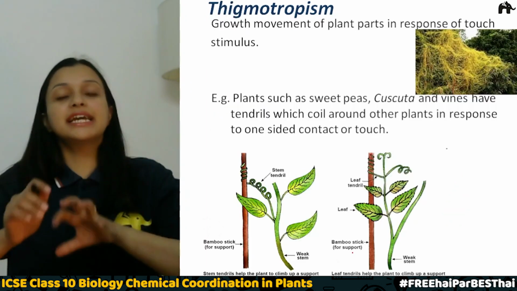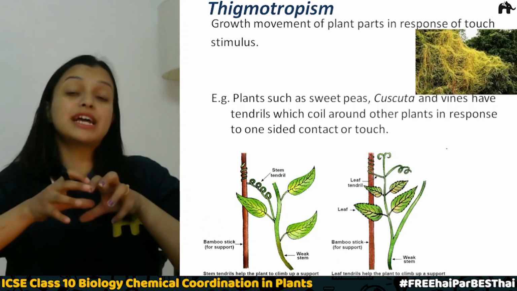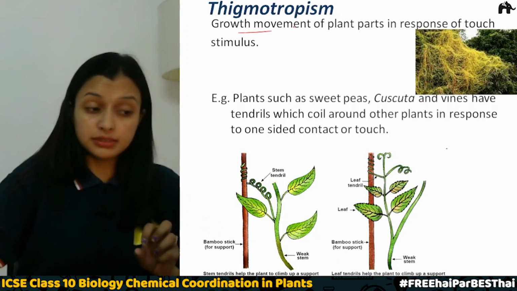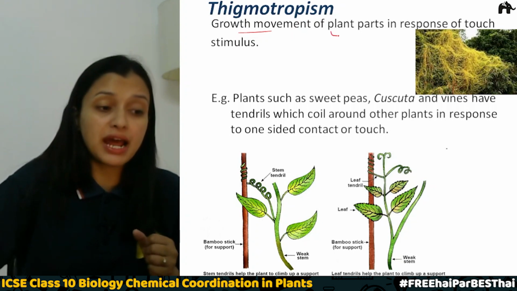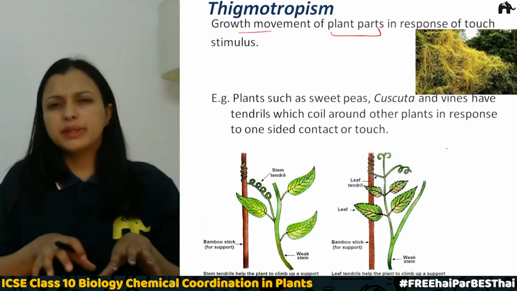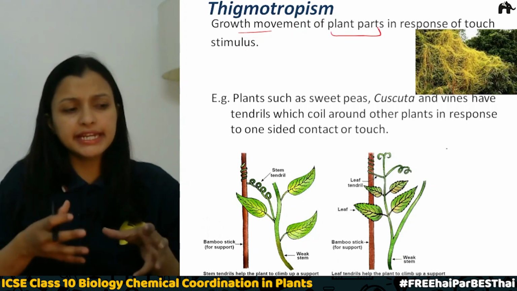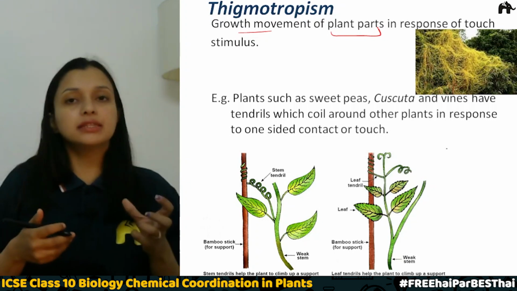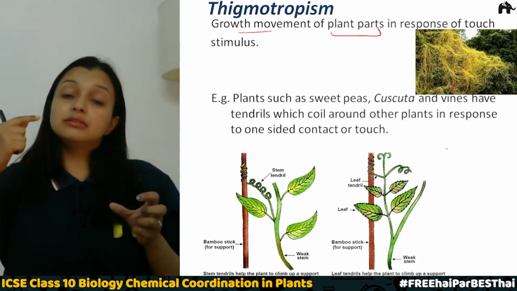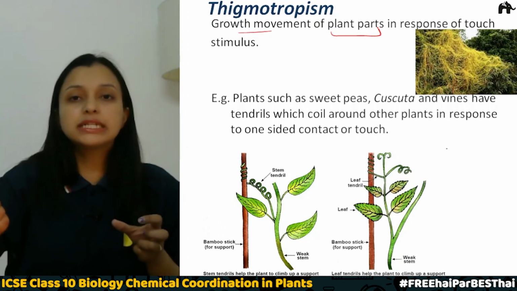Okay. Now the next is thigmotropism. Thigmo stands for touch. So these are the growth movements in response to touch. As soon as the plant parts come in contact with, say, a stem or with any other plant, that touch generates a stimulus, right?